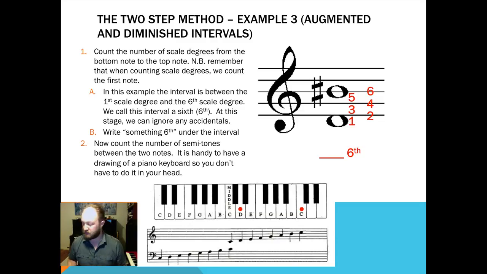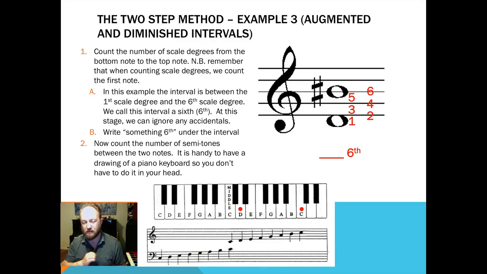But in this diagram, we write B sharp is the same key on a keyboard as C, but it is a different enharmonic note. It is what's called an enharmonic equivalent. It's the same key on a keyboard, but it's got a different name.